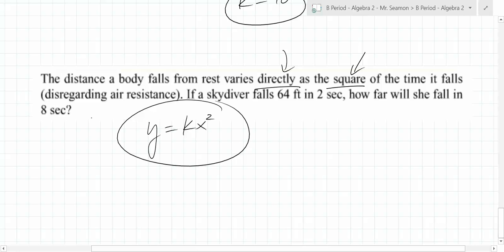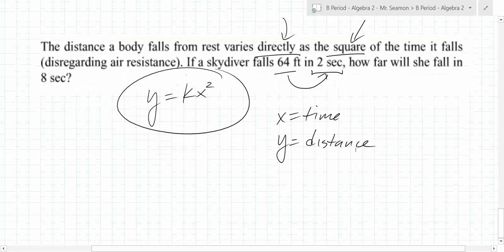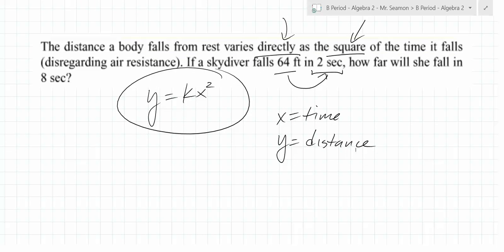It says if a skydiver falls 64 feet in 2 seconds, how far will she fall in 8 seconds? So what's our initial point? What do they give us? 64 feet is done in 2 seconds. Now let's label our variables. Which one do you think is going to be time and which one is distance? So x is time. We like x being time because time is usually what's in the equation. And what are we getting out? Distance. We're getting distance. So we need to solve for k first.